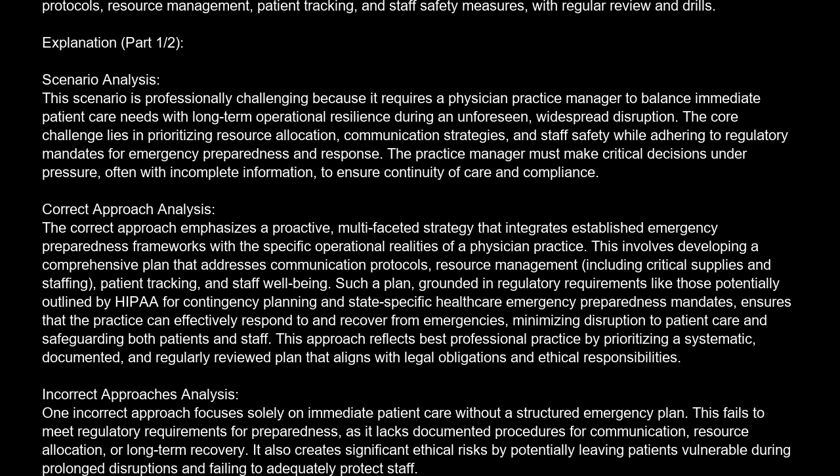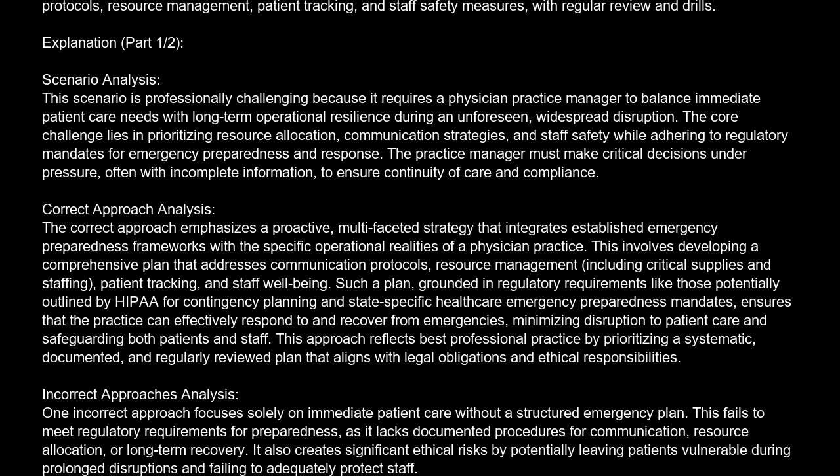The correct approach emphasizes a proactive, multifaceted strategy that integrates established emergency preparedness frameworks with the specific operational realities of a physician practice. This involves developing a comprehensive plan that addresses communication protocols, resource management, including critical supplies and staffing, patient tracking, and staff well-being. Such a plan, grounded in regulatory requirements like those potentially outlined by HIPAA for contingency planning and state-specific healthcare emergency preparedness mandates, ensures that the practice can effectively respond to and recover from emergencies, minimizing disruption to patient care and safeguarding both patients and staff.